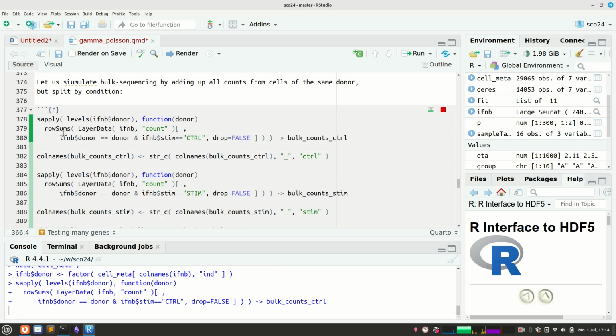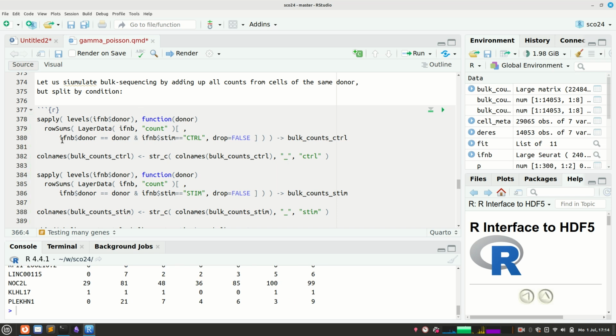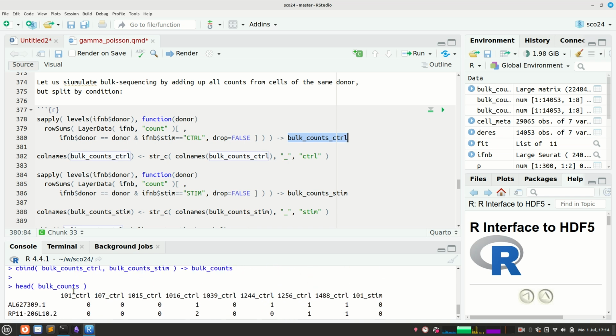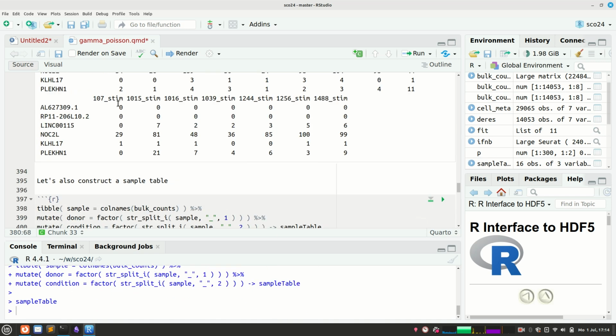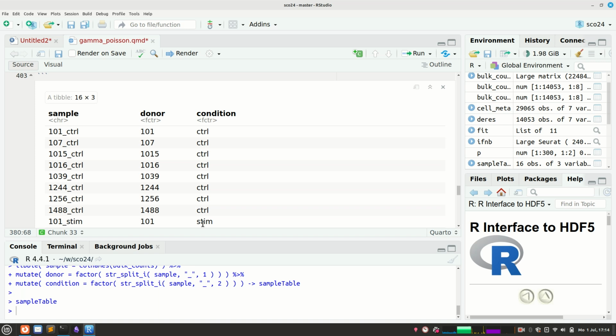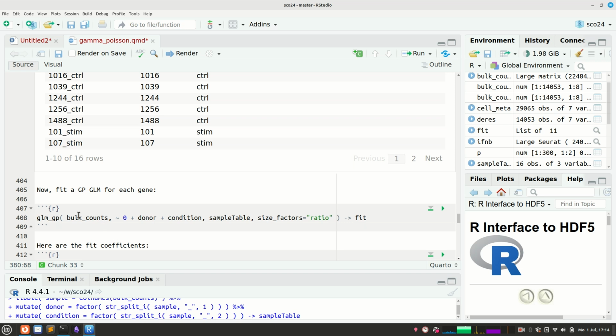And now I calculate it with pseudobulks by going through all the cells, and for each cell I ask, get me all the cells from this donor which are control, add up all these columns into one big column, and in this way I get my pseudobulk count matrix. What I also need is a sample table, which tells me for each column of my count matrix what data this is. And as you can see here, I get the samples, the donors, and the condition. And from this and this, I can now go to this glmGP here.